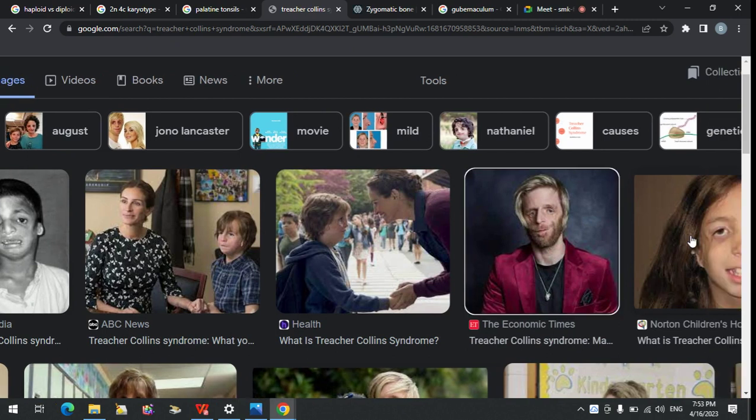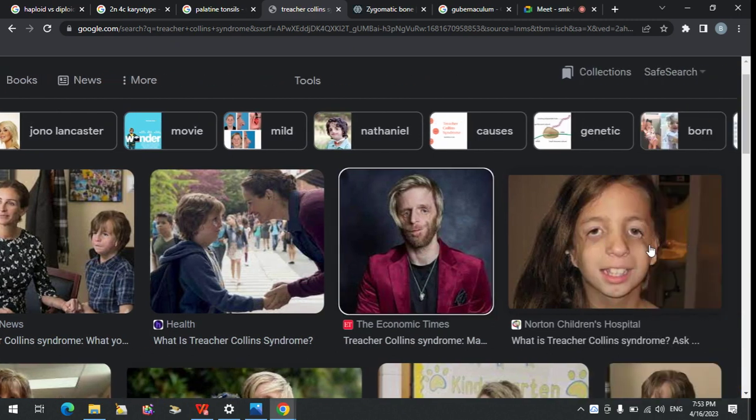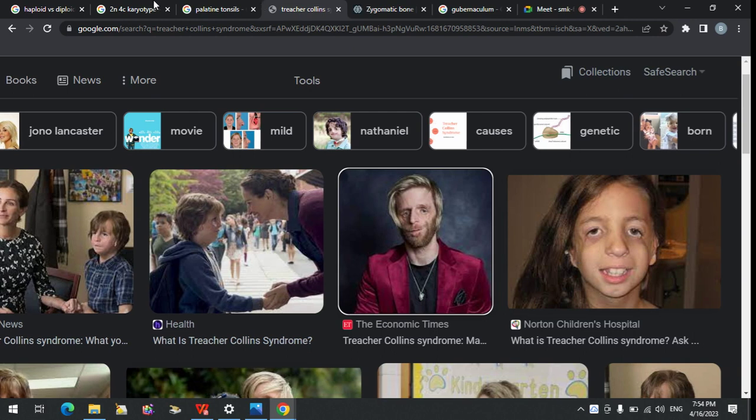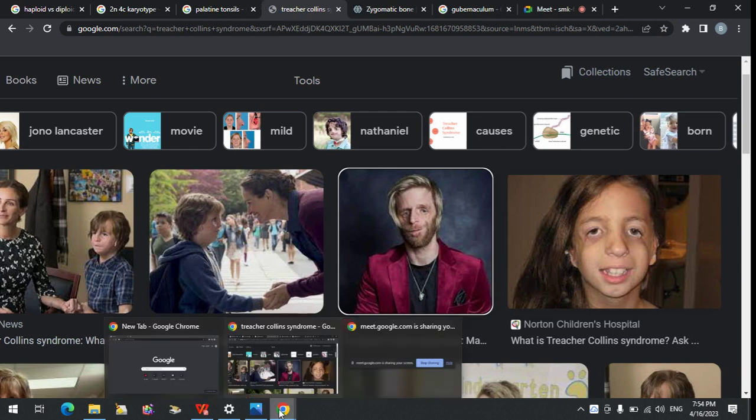I'm trying to see if I can look for it. So you can see that the cheekbones are underdeveloped. The jaw too is very small. So the ears too are small, and of course the ear bones are hypoplastic. So that's the way they look like.